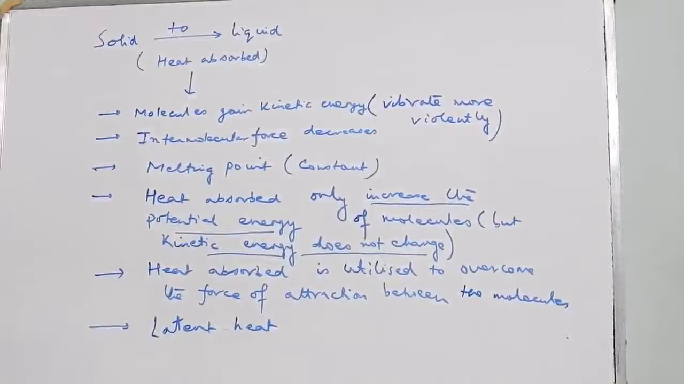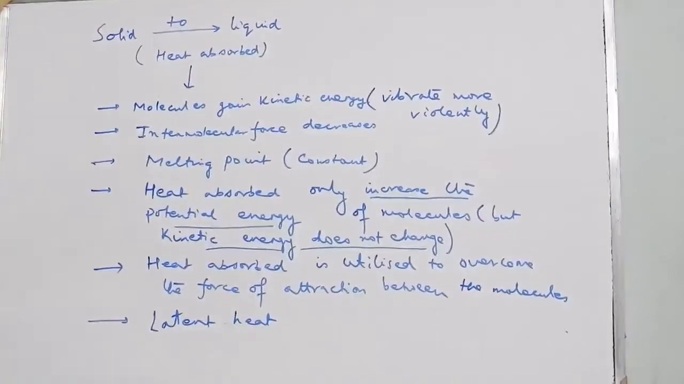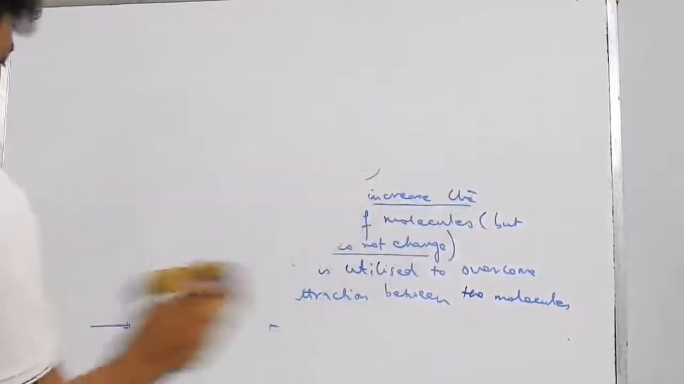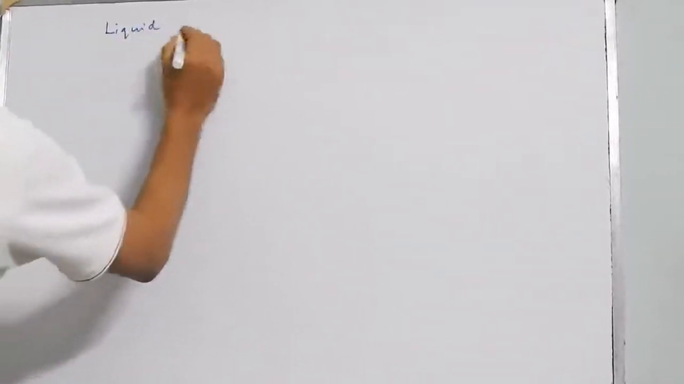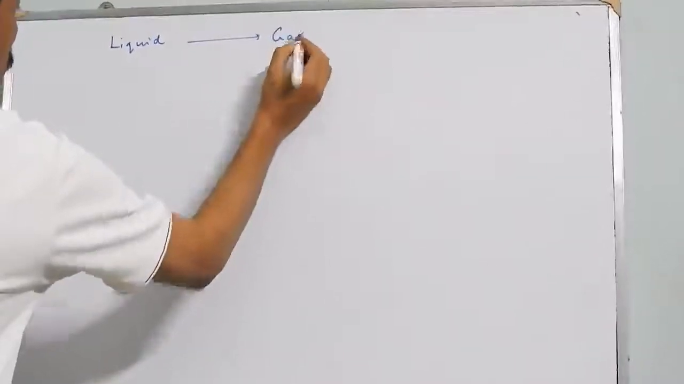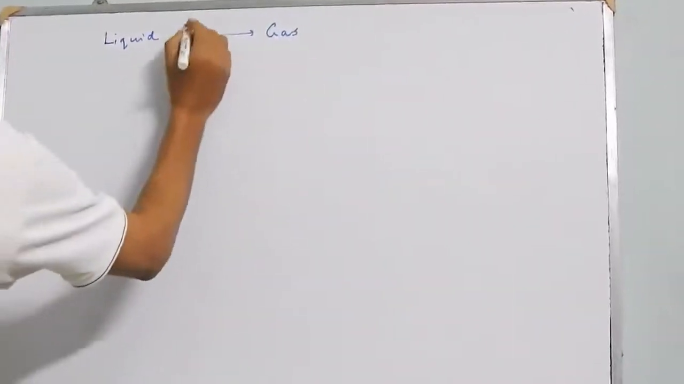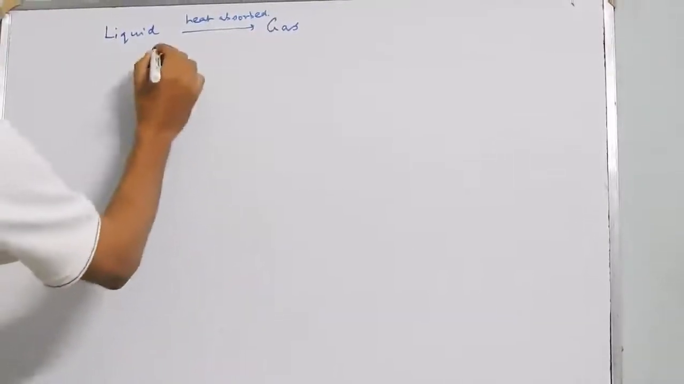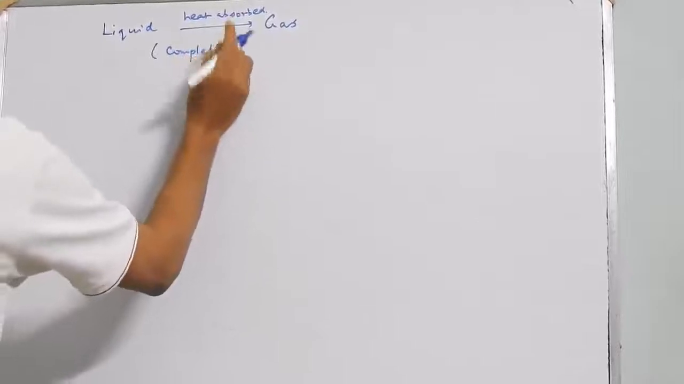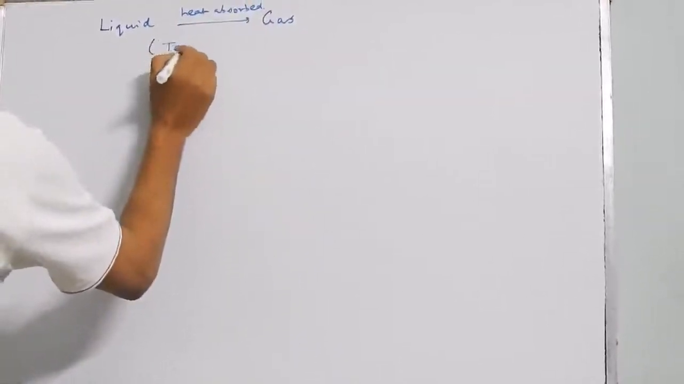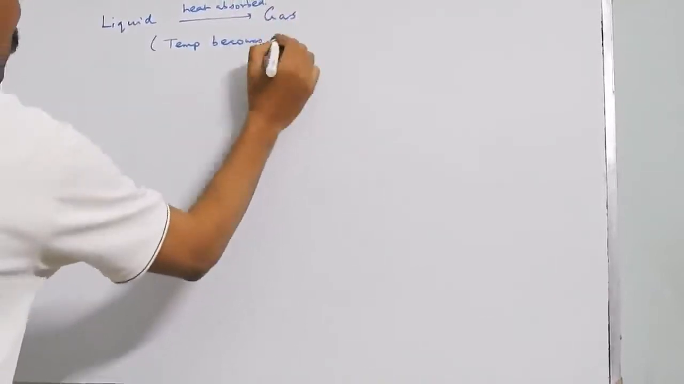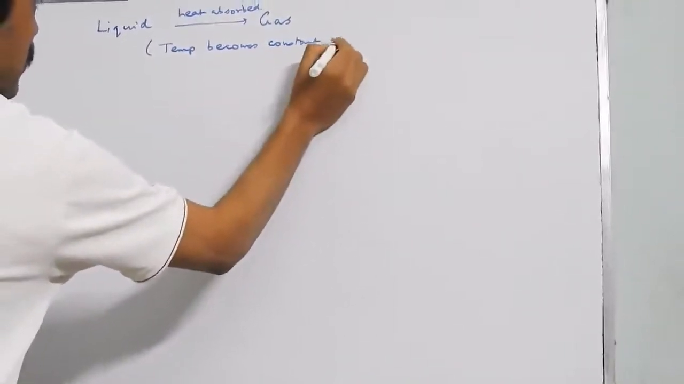Now, the same theory also applies when a liquid gets converted to the corresponding gaseous form. Whenever a liquid is heated, initially its temperature will rise. So in the liquid to gas phase transition, heat is absorbed, and ultimately the temperature becomes constant while the process of conversion is going on. The temperature becomes constant at the boiling point.